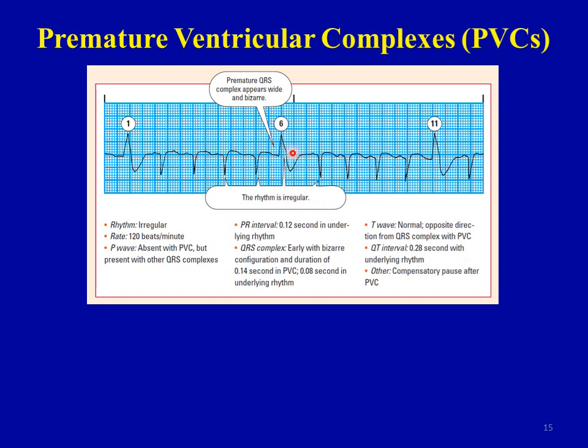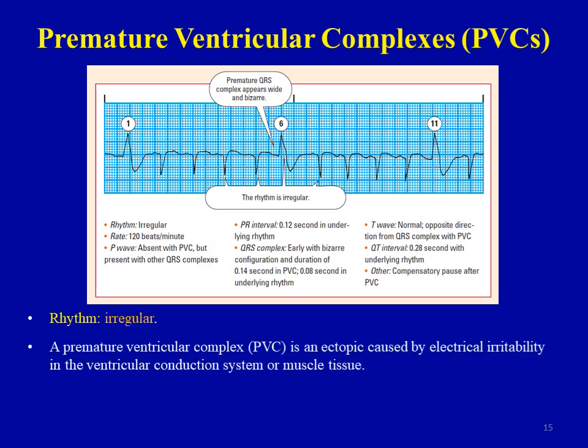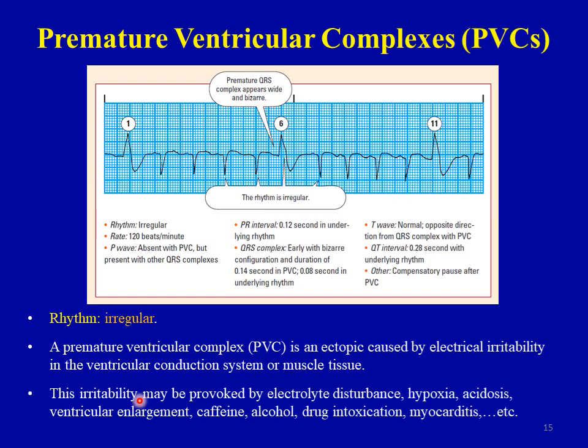So this here is not an S wave. This is an inverted T wave. This one, and this one, and this one, the last one. So the rhythm is irregular. A premature ventricular complex is an ectopic beat caused by electrical irritability in the ventricular conduction system or the muscle tissue itself, i.e. the contractile cardiomyocytes. This irritability may be provoked by electrolyte disturbance, hypoxia, acidosis, ventricular enlargement, caffeine, alcohol, drug intoxication, and myocarditis.